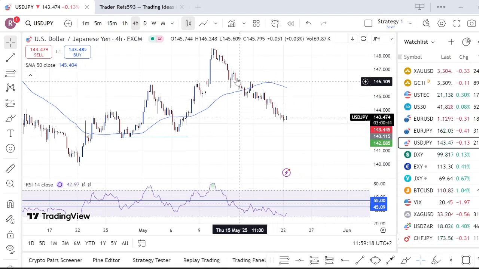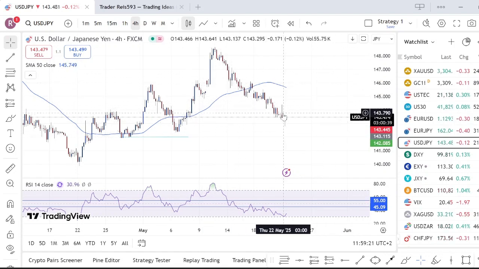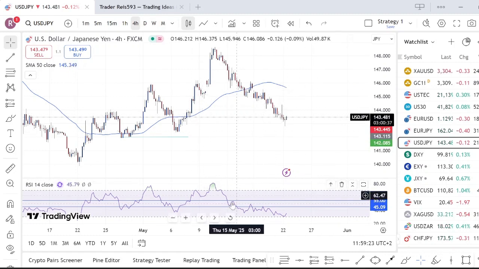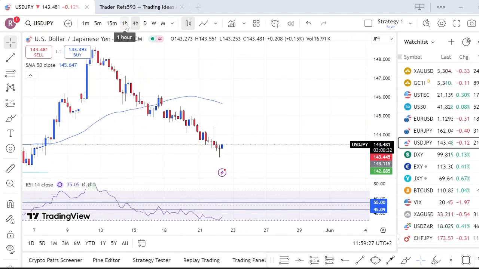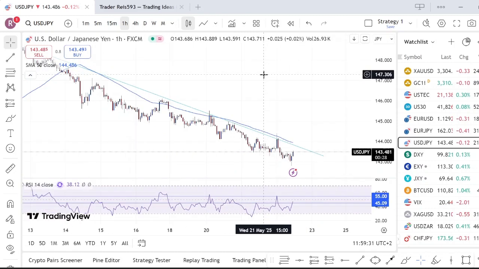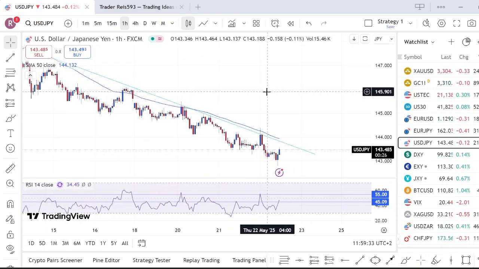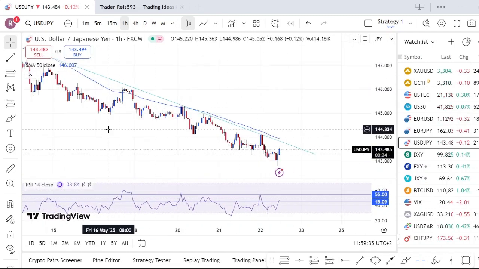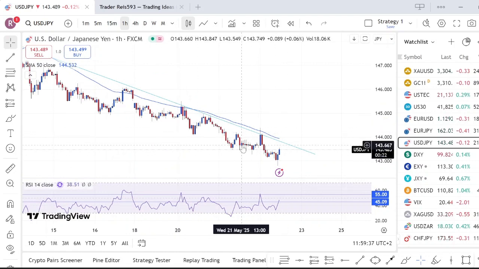On the 4-hour time frame, we're comfortably trading below the 50 SMA. We're in the bearish region of the RSI, and we can see bearish structure at play with lower highs and respective lower lows. On the 1 hour, this is made a little bit more clear where the retracement points are, and we can see we comfortably get into the sweet spot regions.